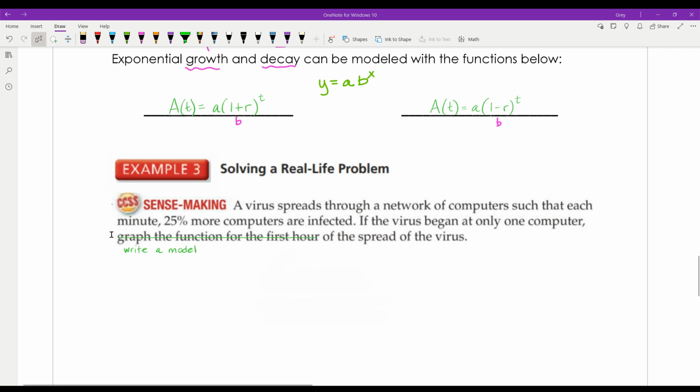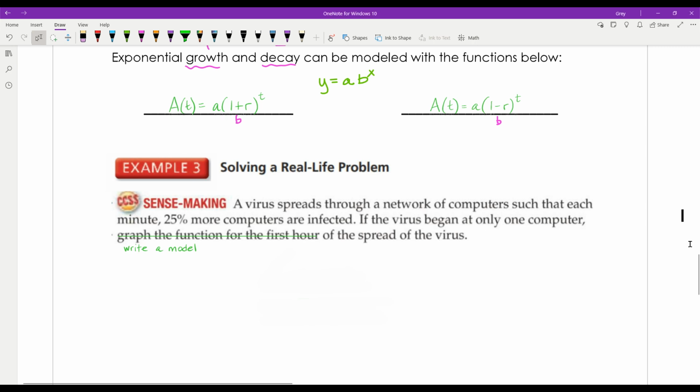Spreading through the network, 25% more computers. So you've got to decide, is this growth or decay? And I hope you all realize quickly it is growth. Anyway, it's growth. So if it's growth, then my model is up there on the left.